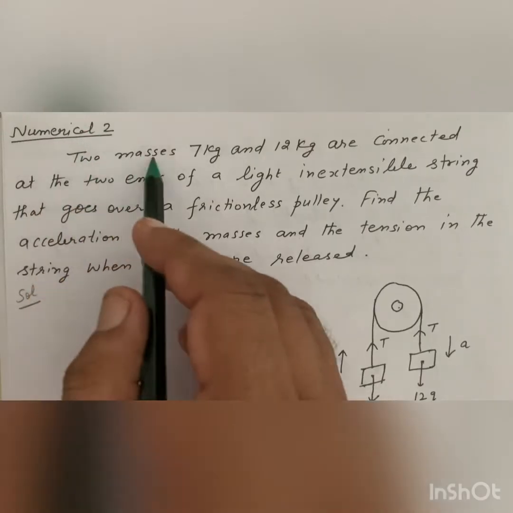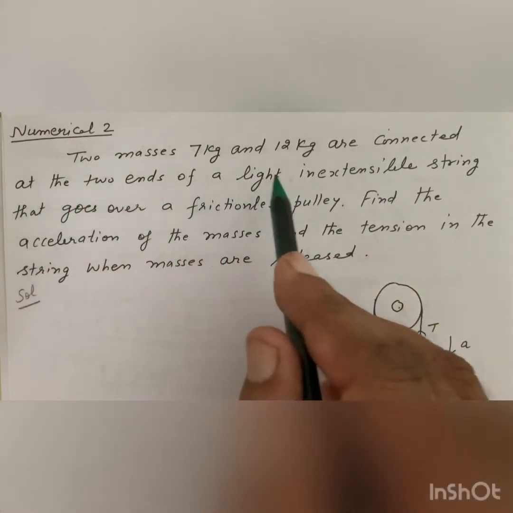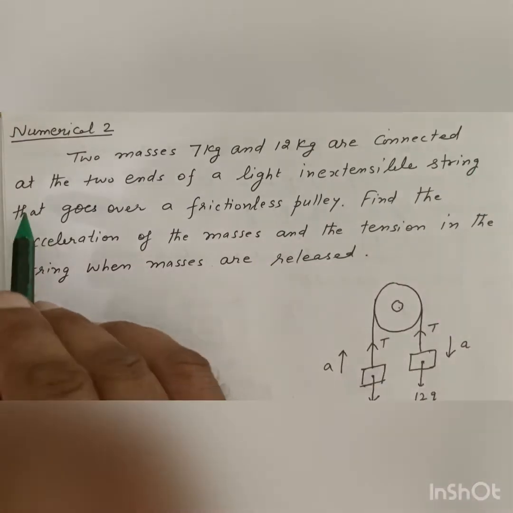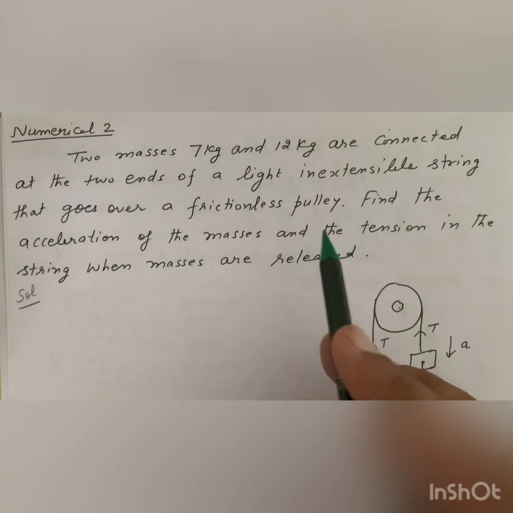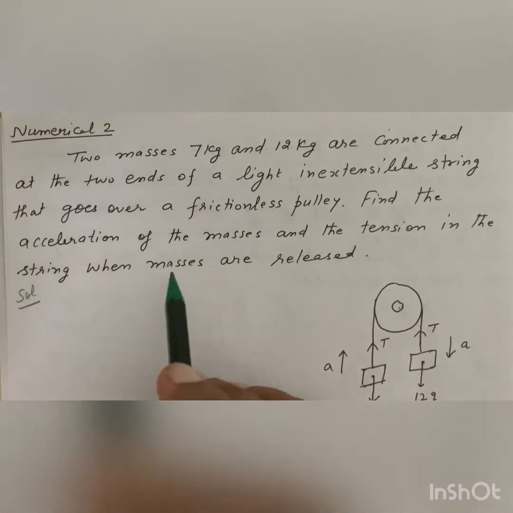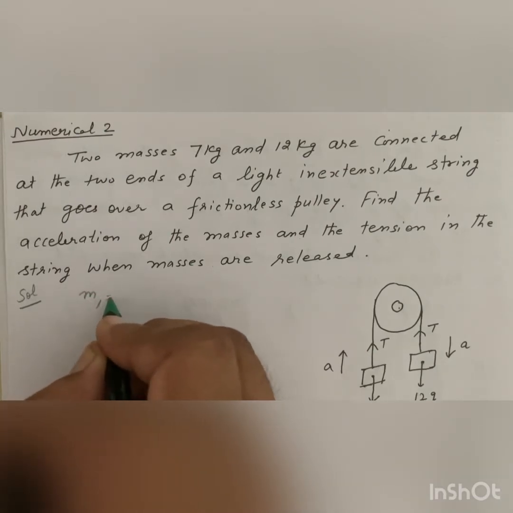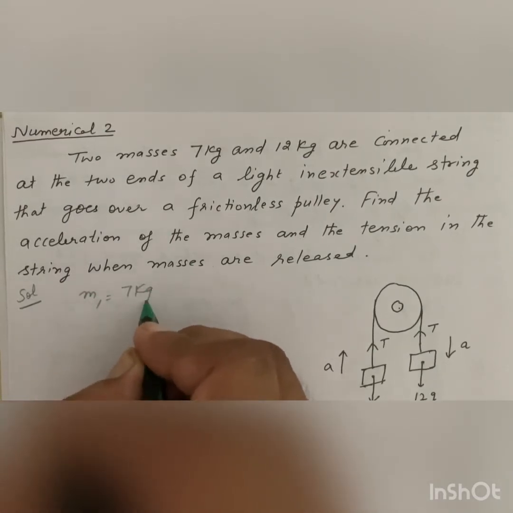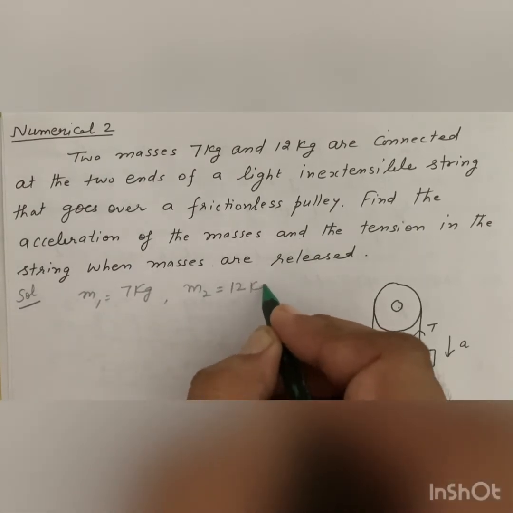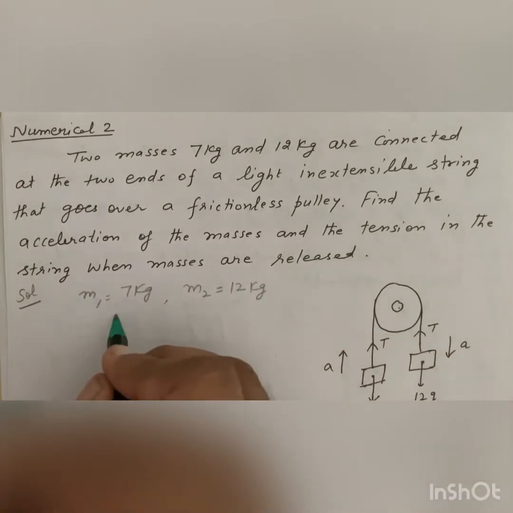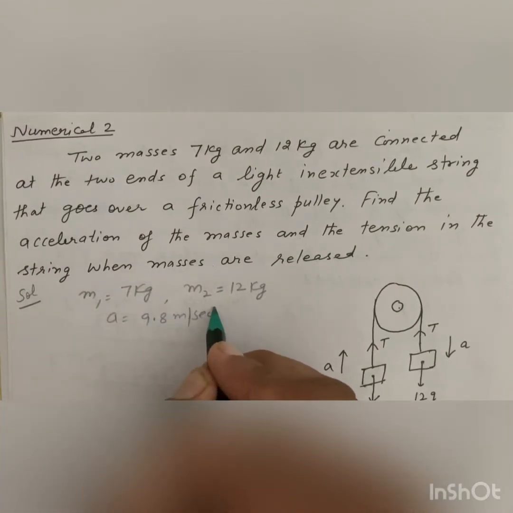Numerical 2. Two masses 7 kg and 12 kg are connected at the two ends of a light inextensible string that goes over a frictionless pulley. Find the acceleration of the masses and the tension in the string when the masses are released. Here mass M1 is equal to 7 kg, M2 is equal to 12 kg, and acceleration due to gravity is 9.8 meter per second square.